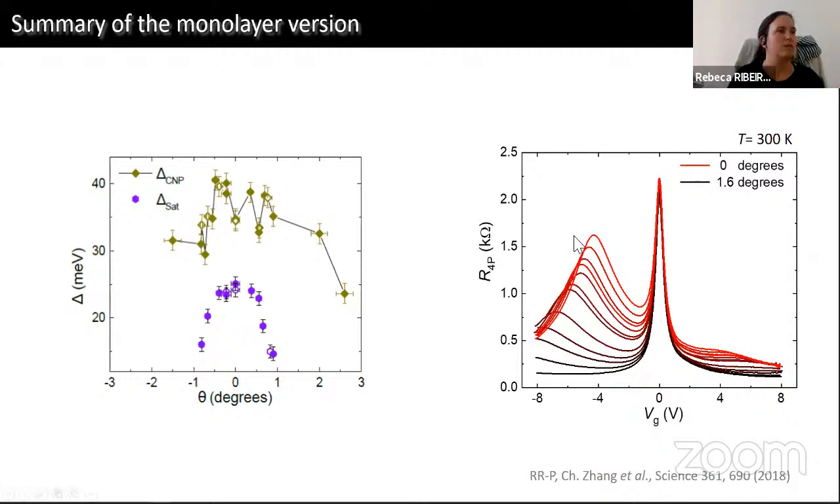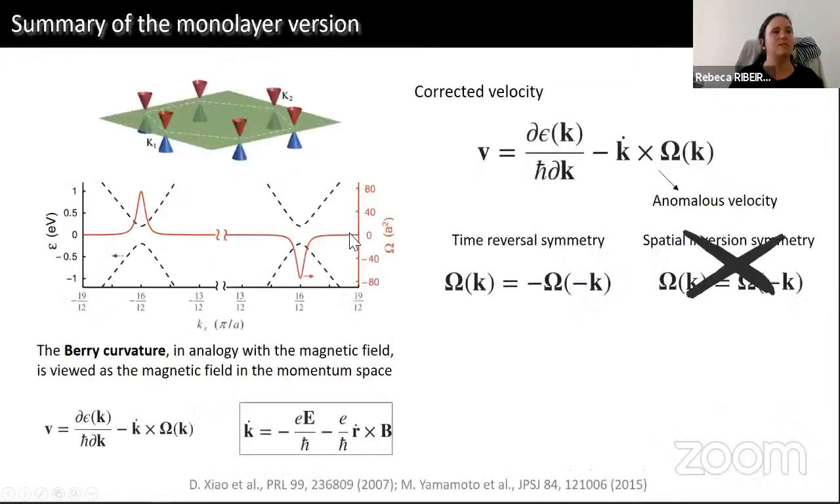So, as I told you before, while the charge neutrality point behaves, let's say, in an oscillatory fashion, the satellite peak behaves in a much more predictable way. It closes far from alignment. It opens to its maximum at full alignment. And it's this energy gap and this breaking of inversion symmetry that allow us to see the anomalous velocity generated by the Berry curvature. This Berry curvature, in analogy with the magnetic field, can be viewed as a magnetic field, but this time in momentum space.